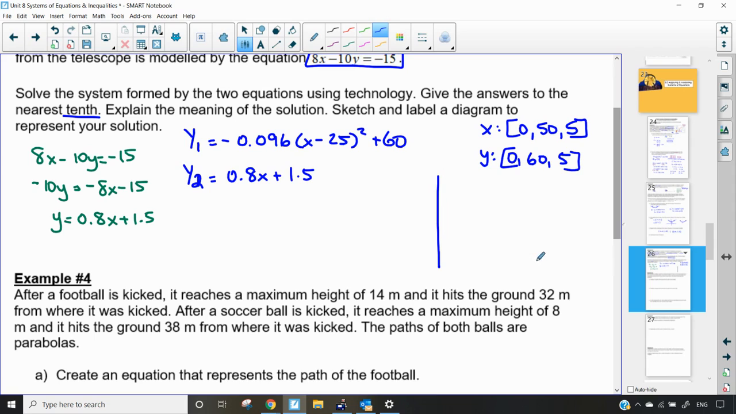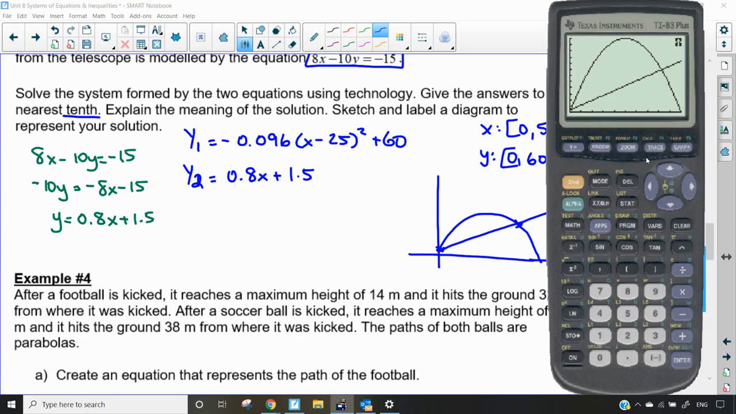And sketching a quick diagram, I have my flare being shot up and coming down, and then I have my line of sight. And I have 2 intersection points, one right here and one right here. And so we're going to take a look at what those intersection points are on our calculator.